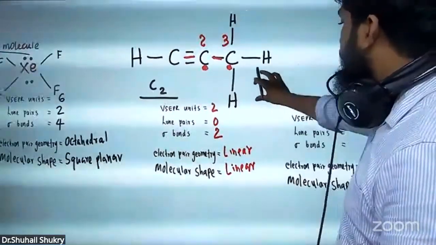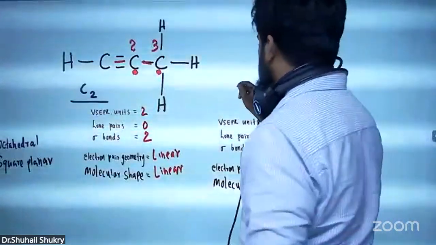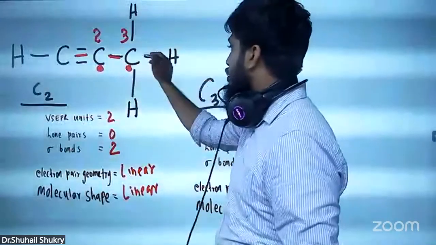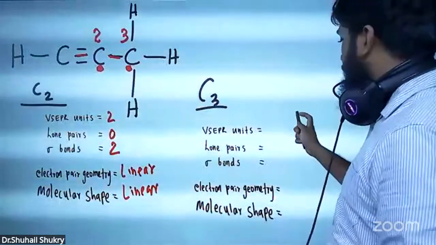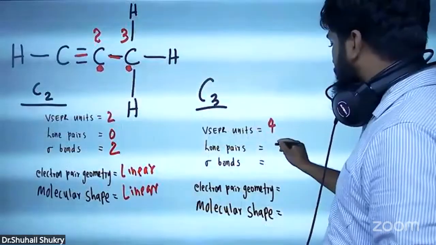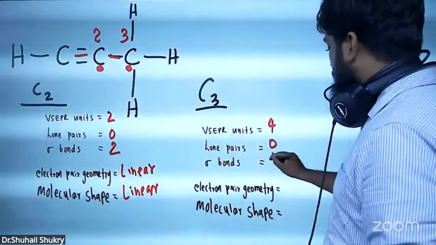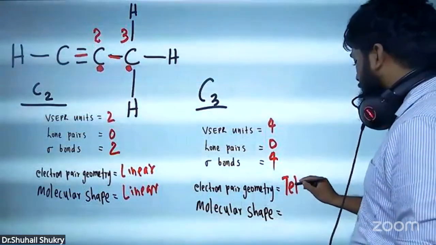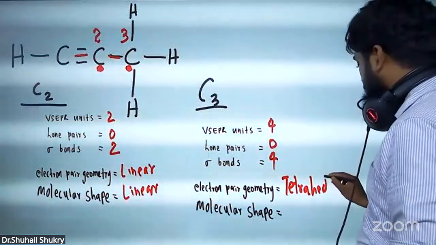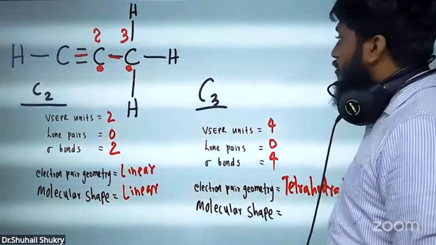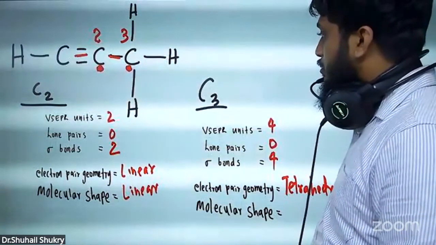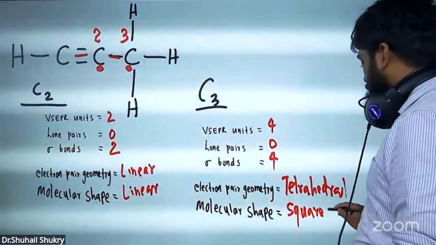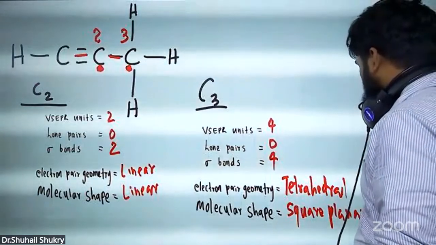Then the third one, carbon 3. For carbon 3, tell me the VSEPR units around this carbon. 1, 2, 3, 4 sigma bonds. Then VSEPR units 4. Lone pairs? No lone pairs, 0. Sigma bonds 4. Electron pair geometry? Yes, very good. It is tetrahedral. What is the molecular shape? Square planar. So the molecular shape is square planar.